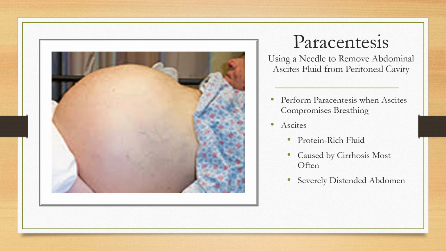So what's the most common cause of ascites? Well, typically it's liver failure or cirrhosis. Sometimes it's from metastatic cancer that has spread to the liver and is now causing liver failure and backup of fluid in the portal system, causing ascites.